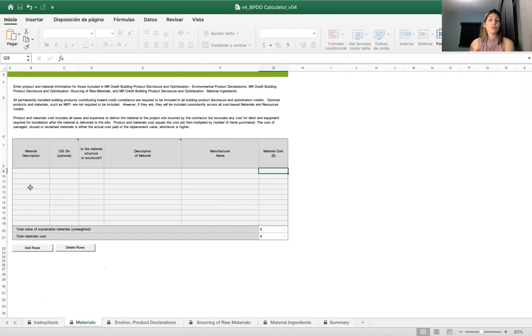So what you are going to do here is put all the information of each of the materials that were used in the project and their costs. And this is the information that you will need from the materials. You can either, this is optional as it says, put that CSI division code, or just go ahead and put the description. Just make sure that you place here that your materials are for structure or enclosure. If they're not, just put no.